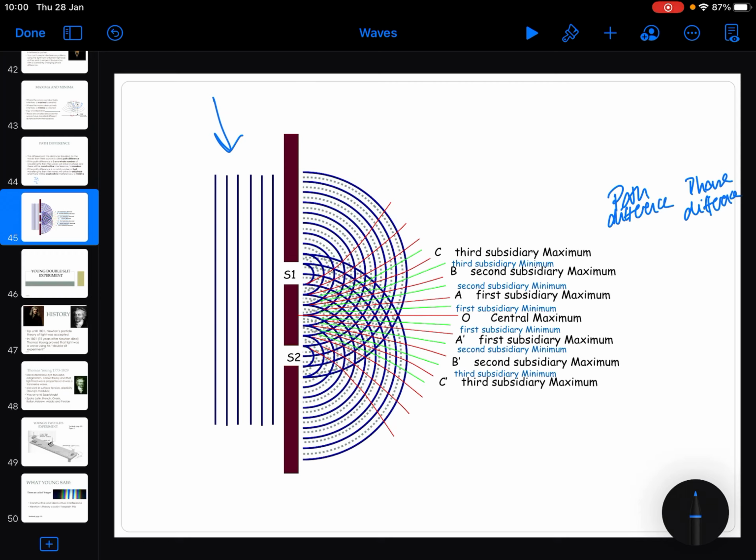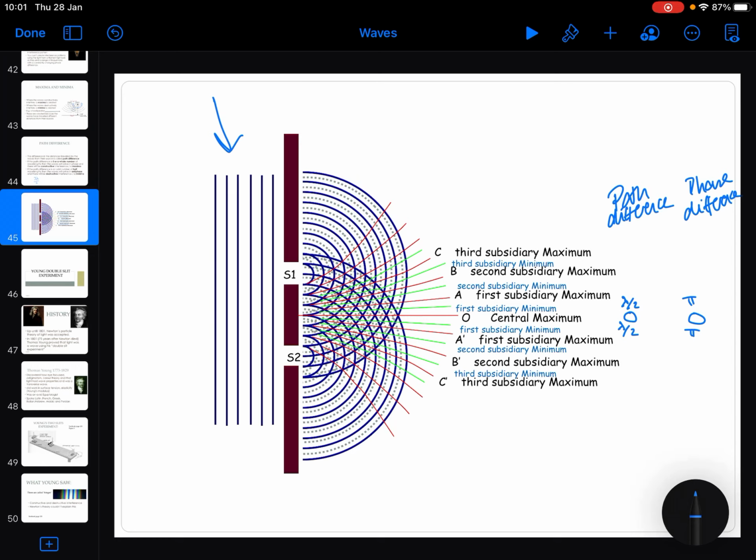So, central maximum, let's start with that. There is no path difference. They both travel the same distance, and there is no phase difference. They're completely in phase. The first minimum is going to be lambda over 2 for their path difference, and the same on this side. And I'm going to do the phase difference in pi just to make life easier. It's less writing for me, if I'm being perfectly honest. They're going to be pi out of phase with each other.